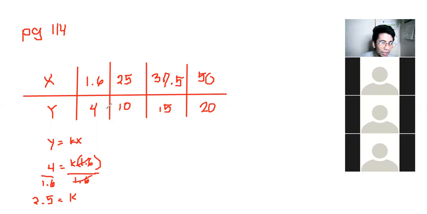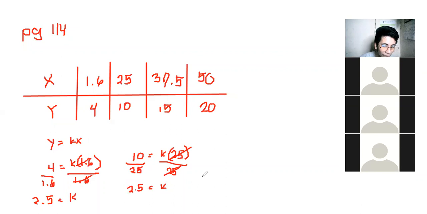We have 2.5 here. Then, 25 naman dito. We have 10 is equals to k times 25. So, over natin sila sa 25. Over ulit sa 25. So, cancel, is equals to k. So, 10 over 25, 2.5 ang kalalabasan niya. Okay? Then we have 37.5.